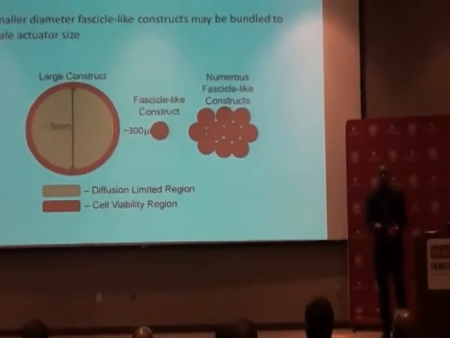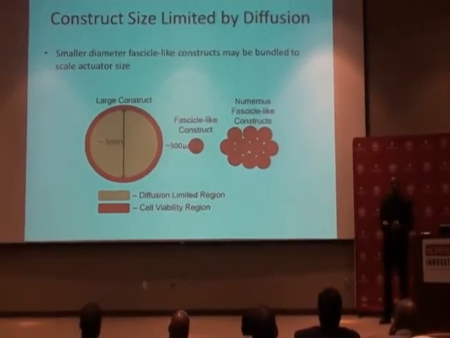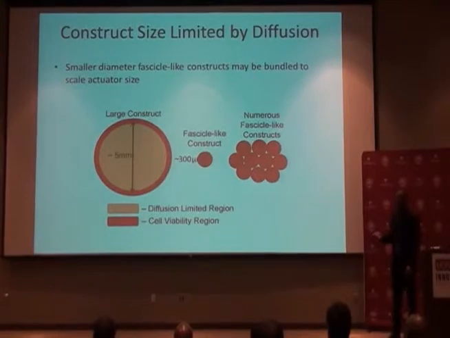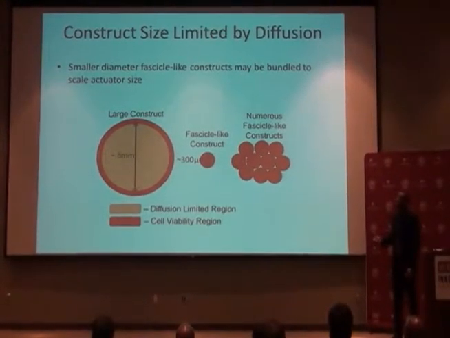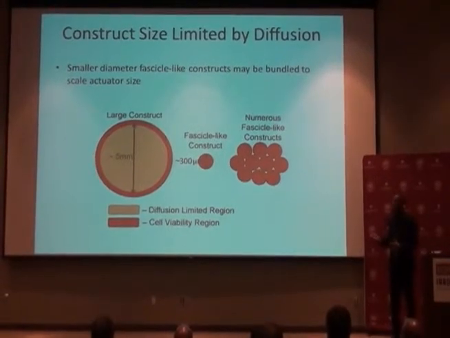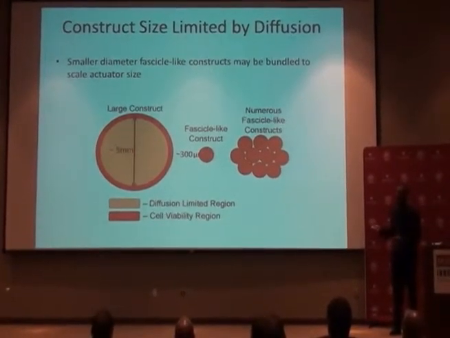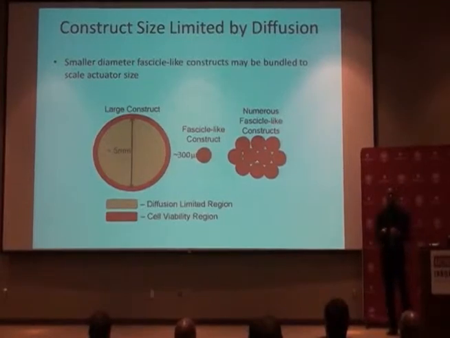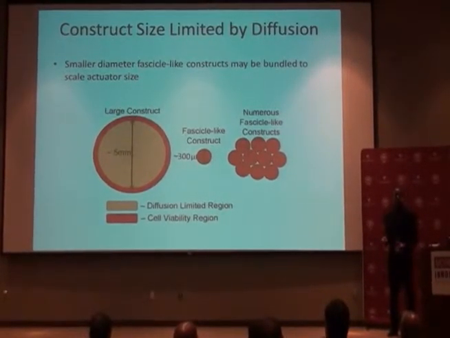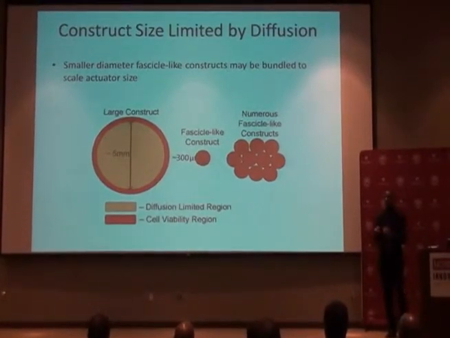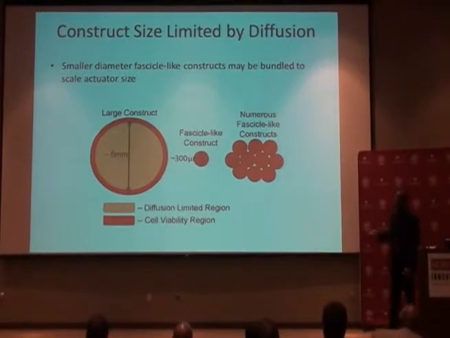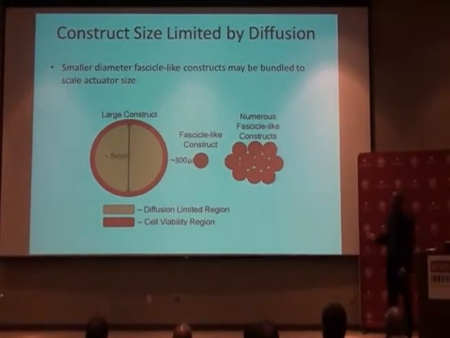So the size of these fascicle-like muscle constructs is limited by diffusion of nutrients. Again, these cells are fed by media. So if we were to construct very large constructs, the media couldn't reach these cells at the center of the construct, and they would die. So we're limited to a size of about 300 microns. The idea is that we'll take these 300 micron fascicle-like constructs and combine them together to scale larger muscle tissue.